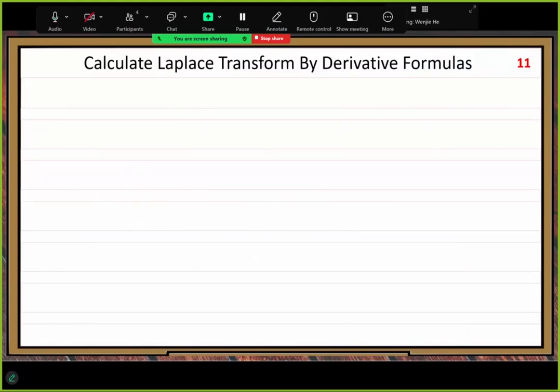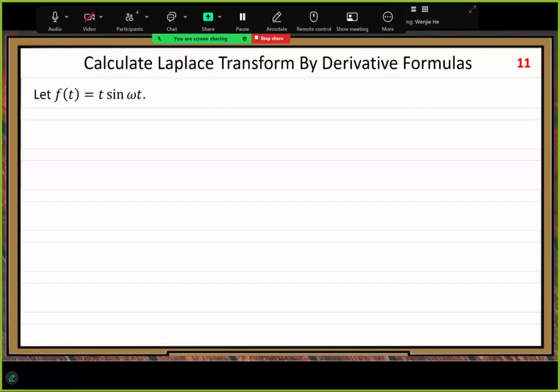Calculate Laplace transform by derivative formulas. So here we need to do some examples. First, let f equals t times sine of omega t. Let's calculate its Laplace transform.